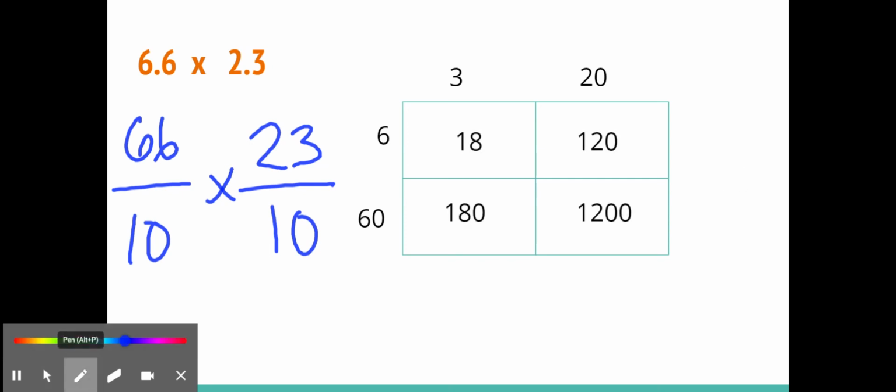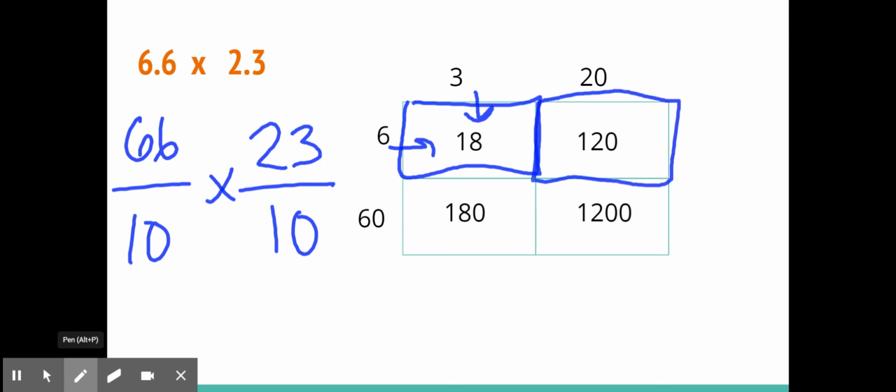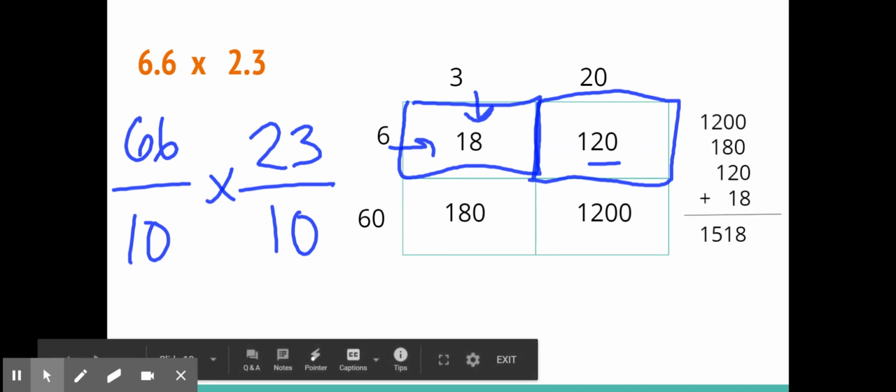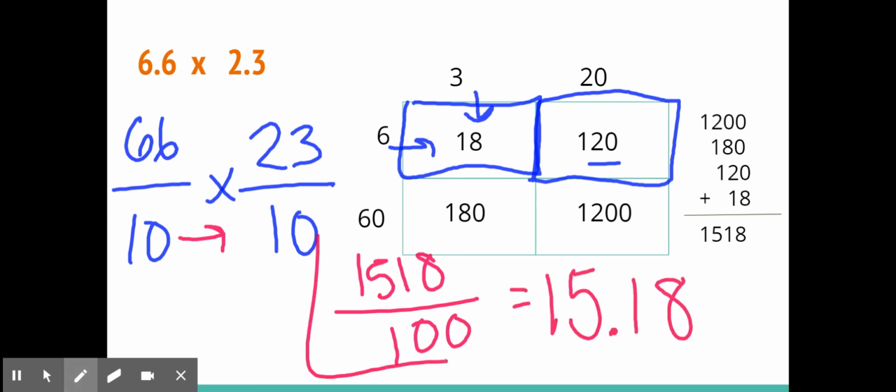Find those partial products. Remember, to find those partial products, I multiply across and down because I'm finding the area of these rectangles. This is a 6x3 rectangle. This is a 6x20 rectangle, hence the 120. I then add those partial products together to get my 1,518. 10 times 10 gives me 100. 1,518 hundredths is the same as 15 and 18 hundredths.